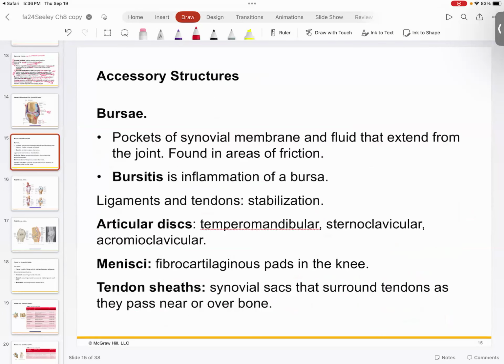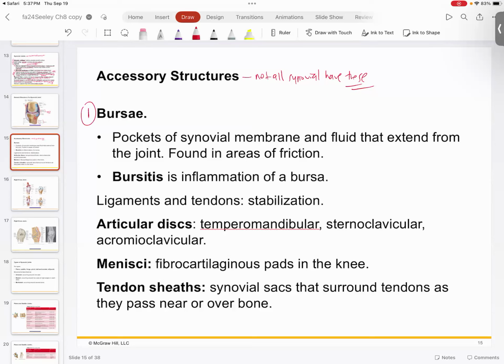Now, some accessory structures. So not all synovial joints have these. Some will have some. One in particular, the knee, has pretty much all of them. But different synovial joints, depending on their size, location, or load that they have to deal with, will have different mixes of these accessory structures. So let's take a look at the accessory structures and see what we've got.